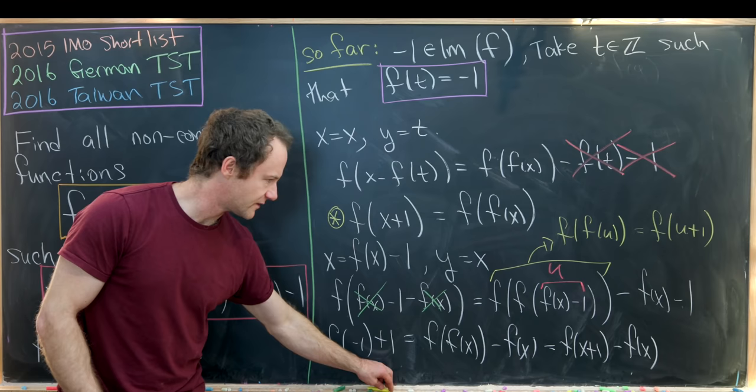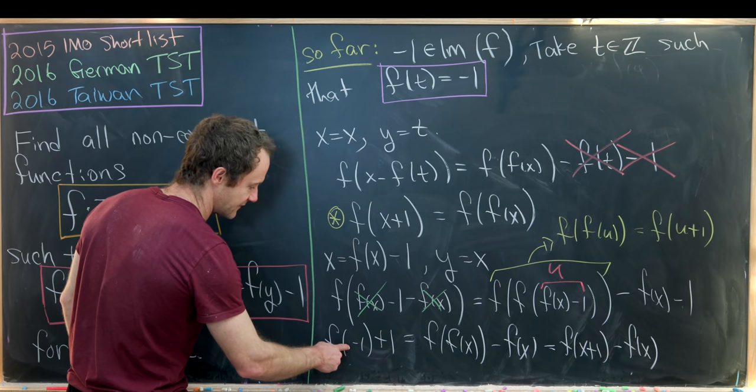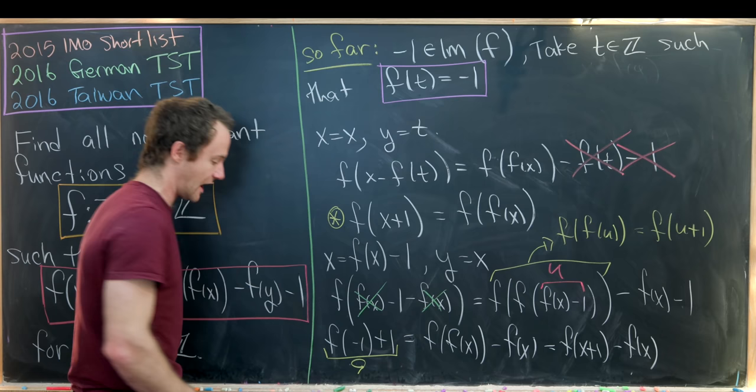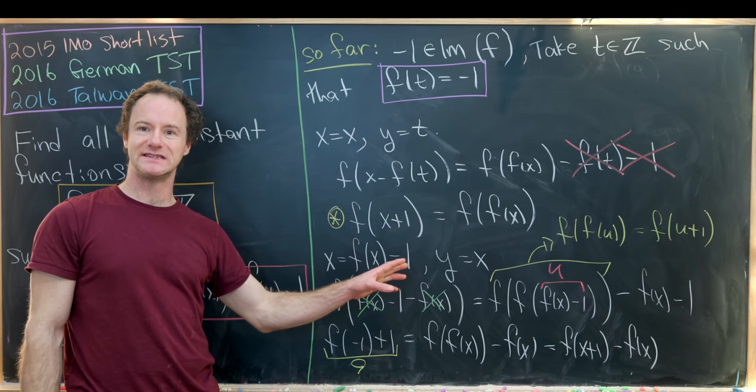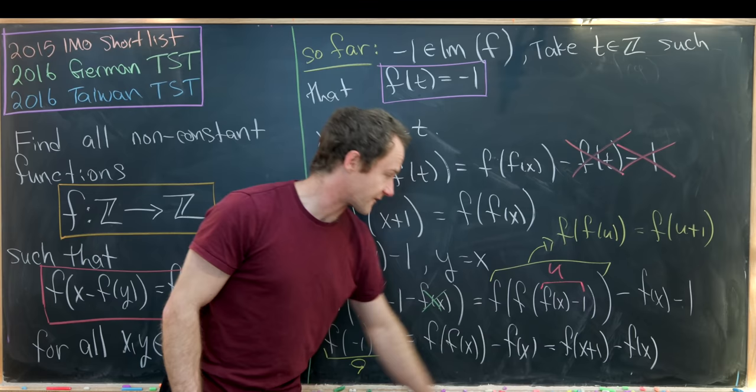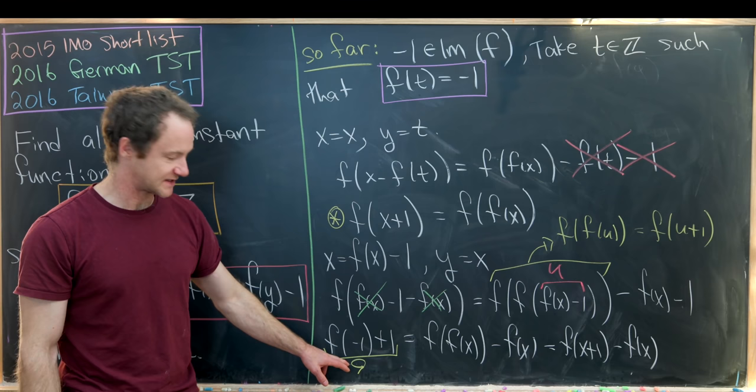We have f of x minus 1 minus f of x equals f of minus 1 minus or plus 1. But let's notice that this is just a constant. I'll call this constant a. So this is nice. We've got something that looks like a difference equation, which you can kind of think of as a discrete differential equation for our function f. Namely, f of x plus 1 minus f of x equals this constant. Now we're going to talk about solving this difference equation on the next board.